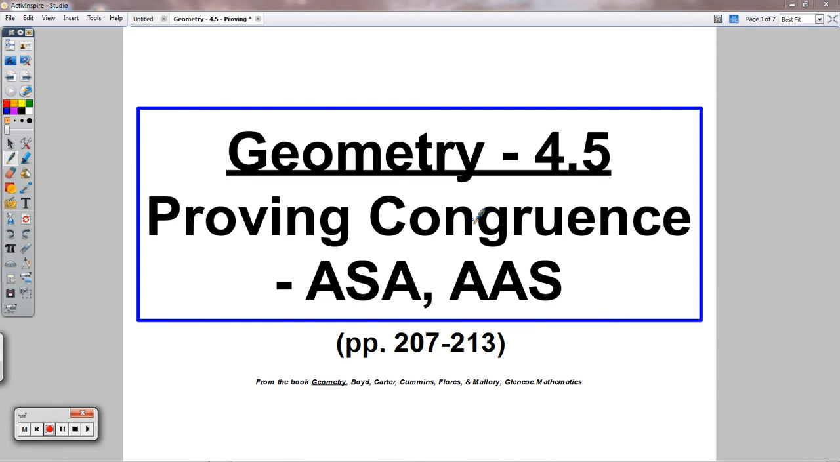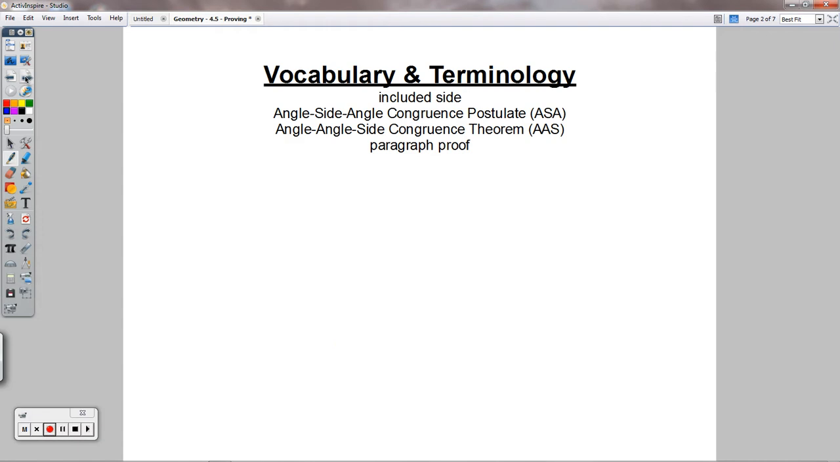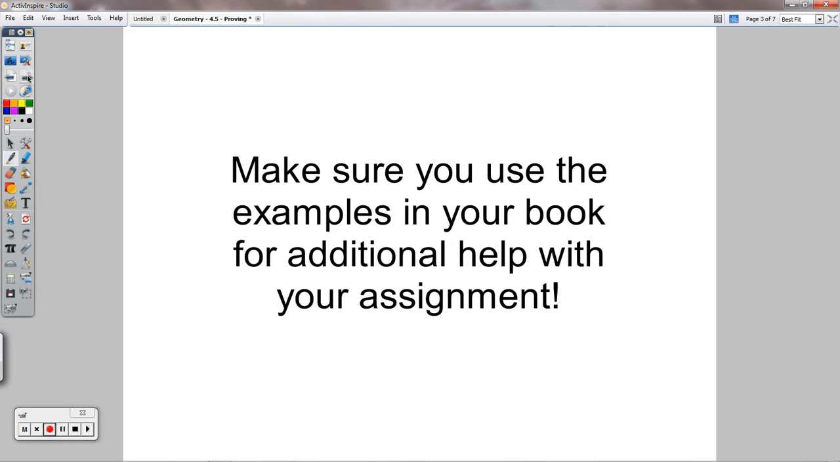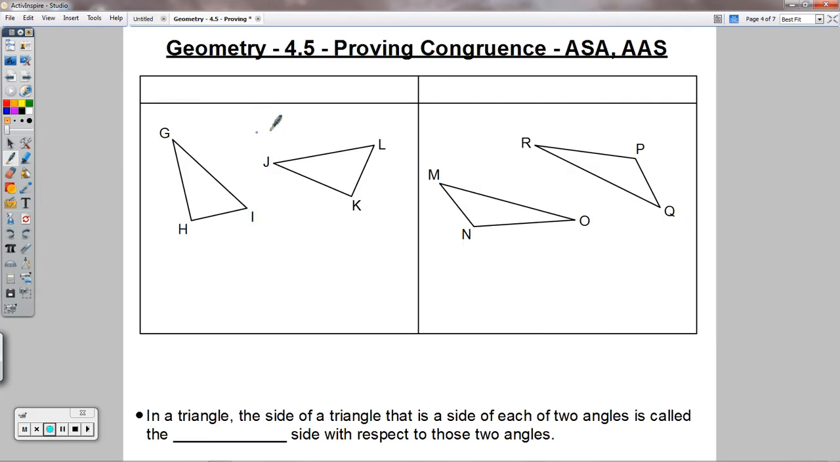This is lesson 4.5 for geometry, talking about proving congruence with angle side angle and angle angle side. Now, in lesson 4.4 we talked about side side side and side angle side. So a couple of new ways to prove congruent triangles, adding that to our arsenal. We have these new ideas in this lesson. Make sure you understand those by the time we're done. Make sure you use those extra examples in your book for additional help with any assignments you might have.